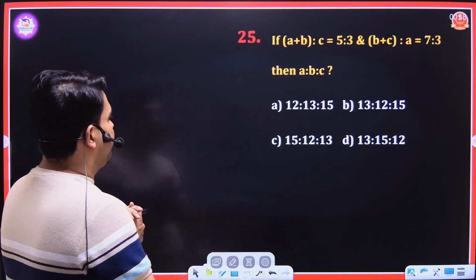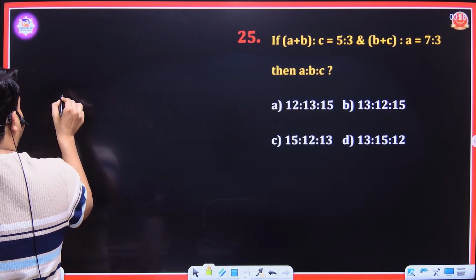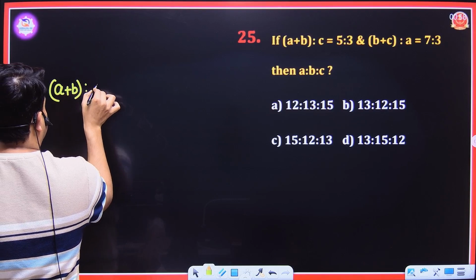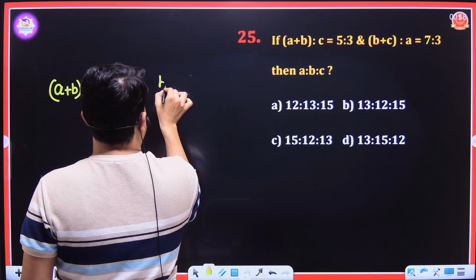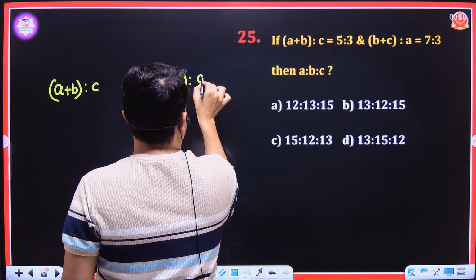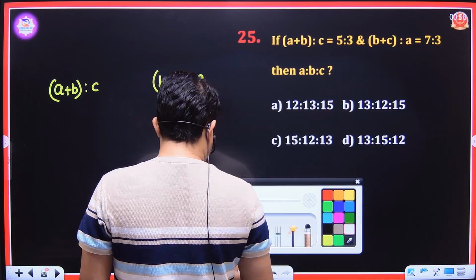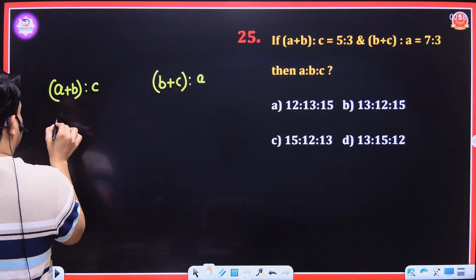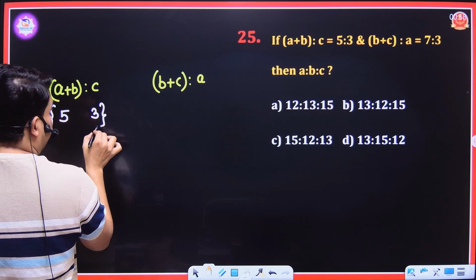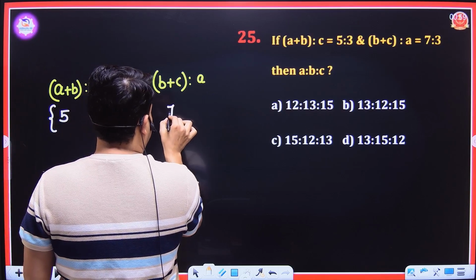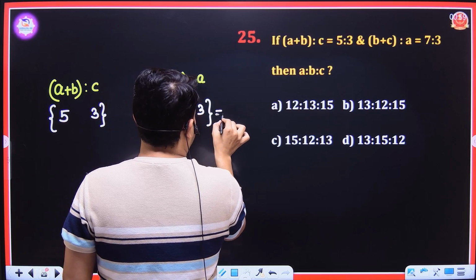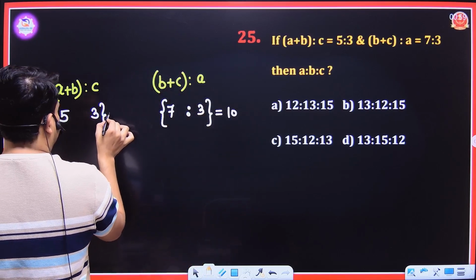Last question for today. I have A plus B ratio C, and here B plus C. You will follow the same method. The method is quite simple. You will make A plus B plus C the same. Here it is 5 ratio 3, here it is 7 ratio 3. If I add them, here the sum is equal to 8 and here the sum is equal to 10.